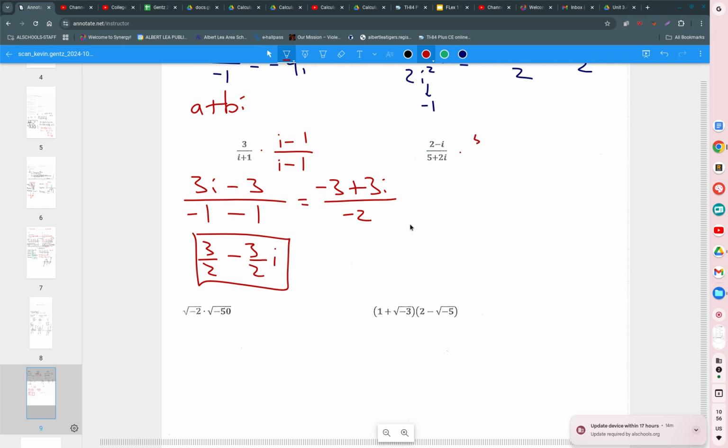See if you can do this one by multiplying by the conjugate, okay? You know the step, multiply by the conjugate, see if you can come up with the right result.